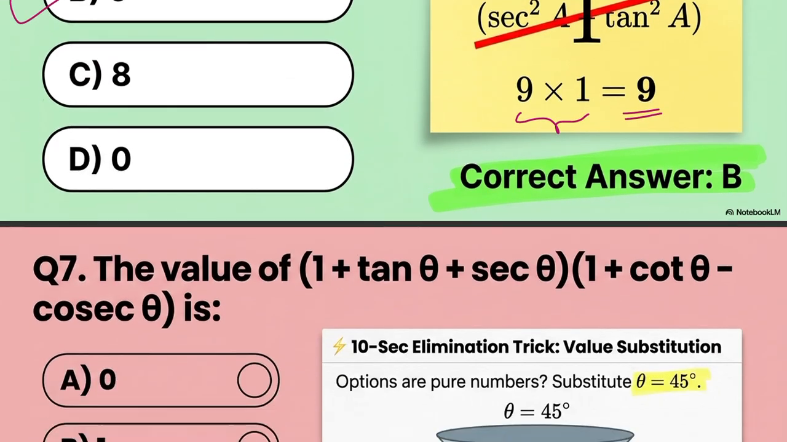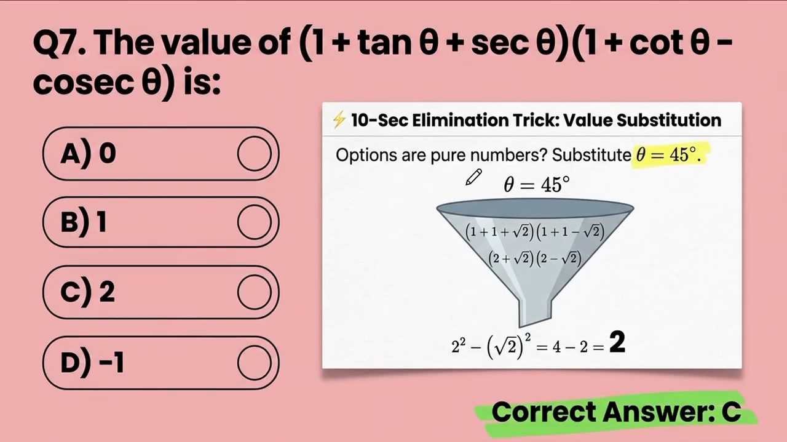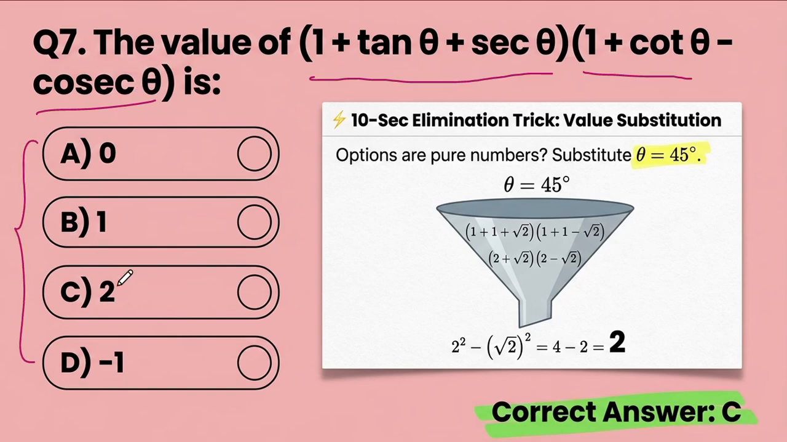Look at the next question. The value of 1 plus tan theta plus sec theta into 1 plus cot theta minus cosec theta. Like this, a lengthy expression will come, and the options are given. To find the value, just choose one simple angle. This expression contains tan, sec, cot and cosec.